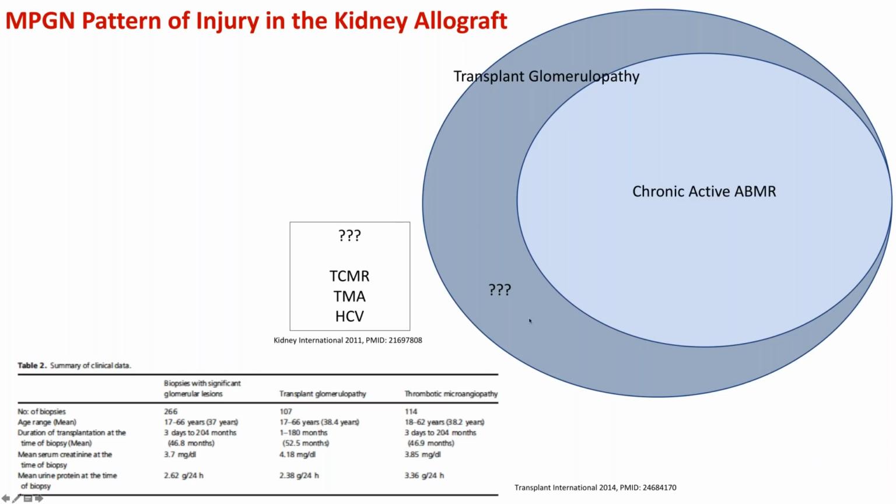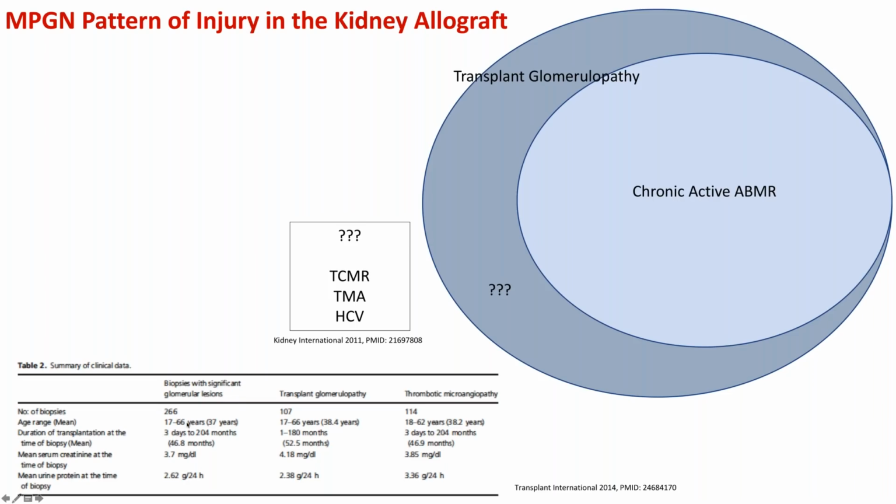So what this small subset denotes, probably a TCMR, where the acute cellular rejection is itself injuring the endothelium, or rarely thrombotic microangiopathy and possibly hepatitis C. Now, as I told you, in newer series, we are seldom finding these two as an important cause of transplant glomerulopathy, like the way we have described it.